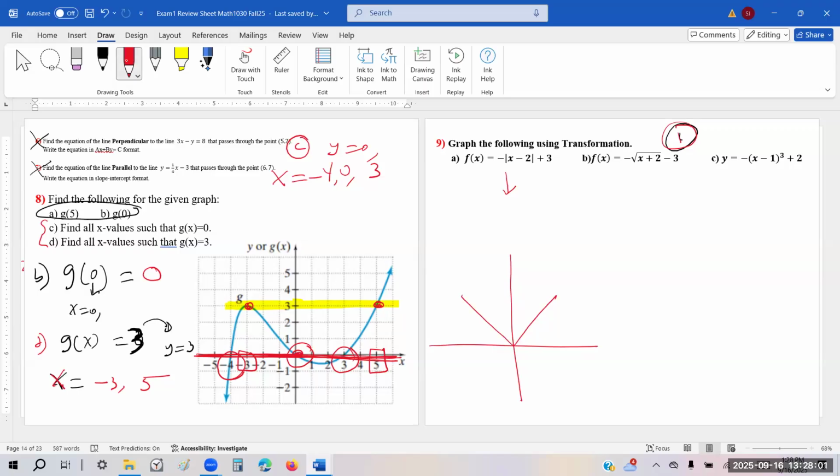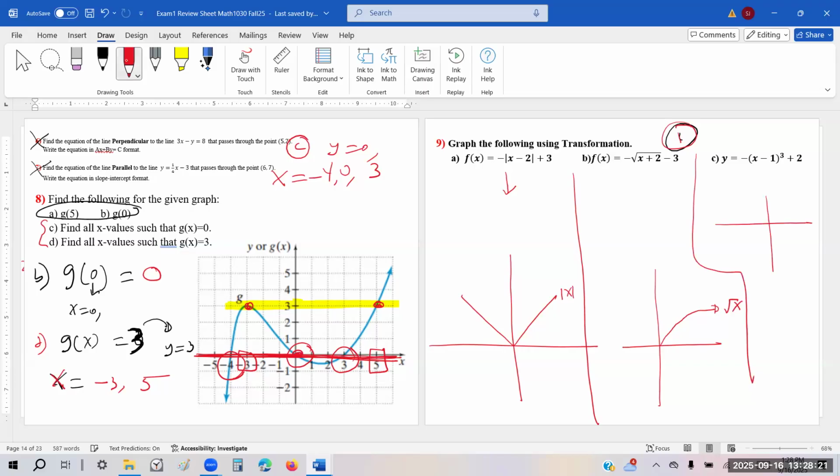What's the shape of square root? Parabola is x squared. It's increasing, but slowly. This is square root. This is absolute value. And lastly, you have the cubic function. What's the cube function? Down left, up right. Cube. Now based on the transformation, you're just going to move them around.